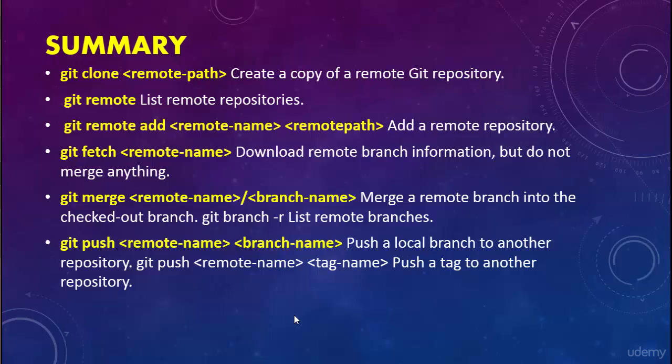this section. So we started with the git clone remote path. This particular command was used to copy our current repository into another repository, and this is the command that we used to create Mary's repo, which was nothing but a clone of my-git repo.